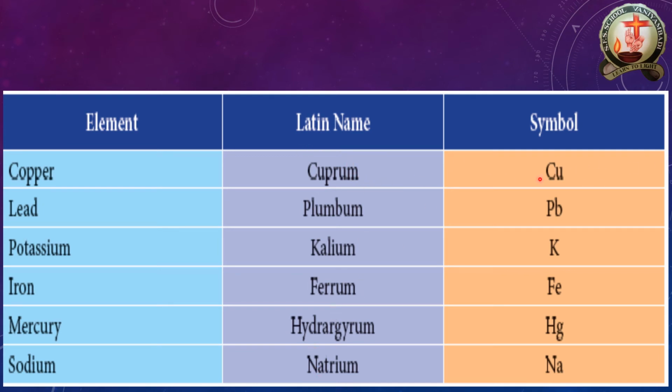So instead of using Co, okay, lead, beryllium. Then potassium, kalium. Iron, ferrum. Mercury, hydrargyrum. Sodium, natrium. Like this, the names were derived from the Latin origin, like a family name. So the IUPAC name will be given with the Latin name for better understanding.